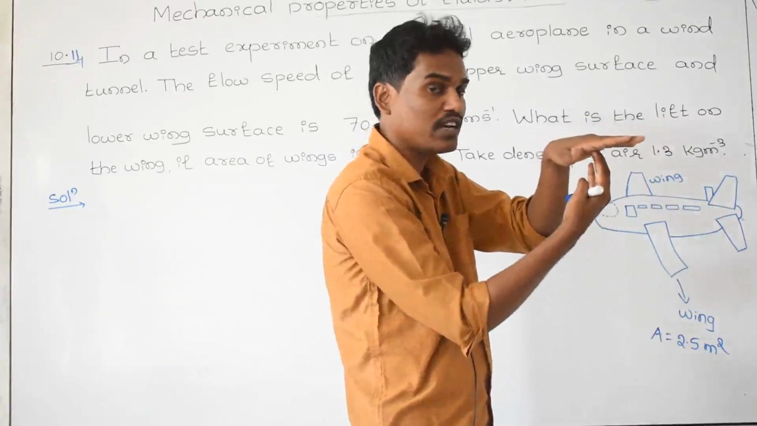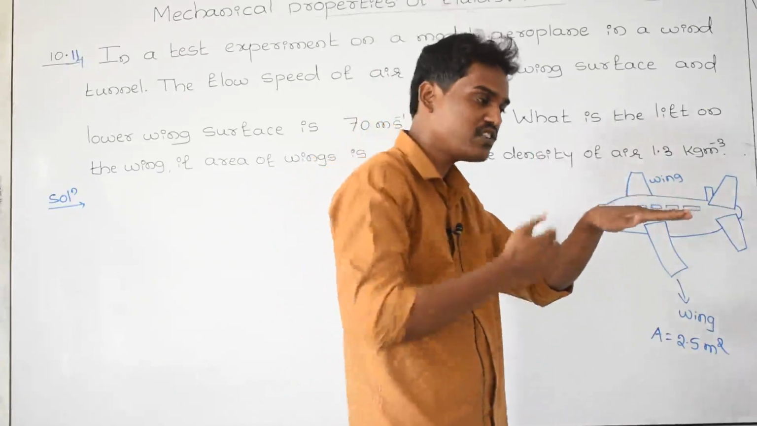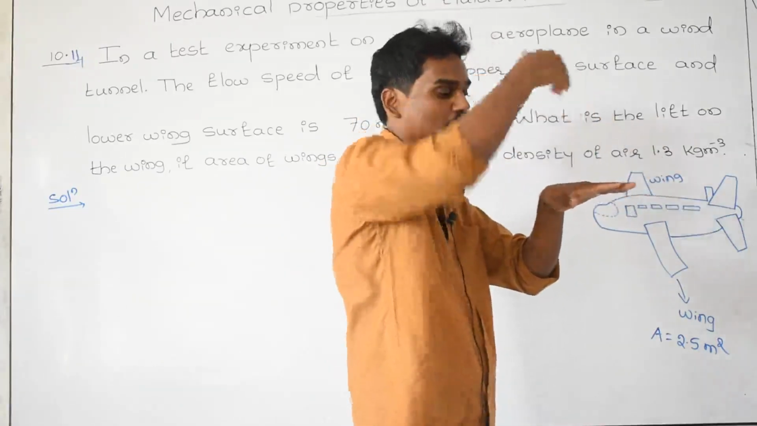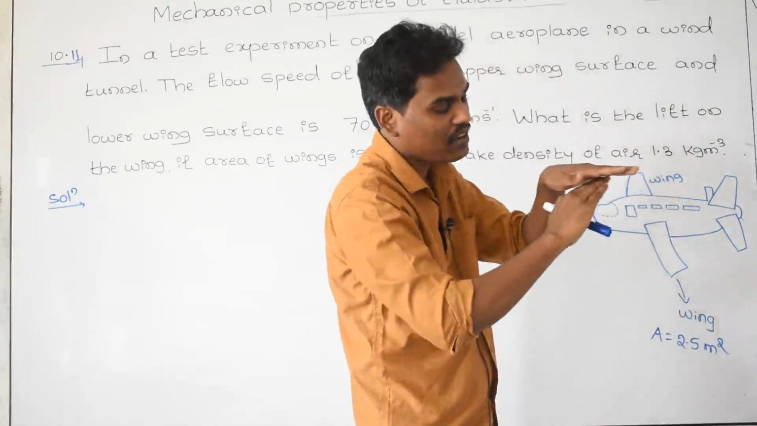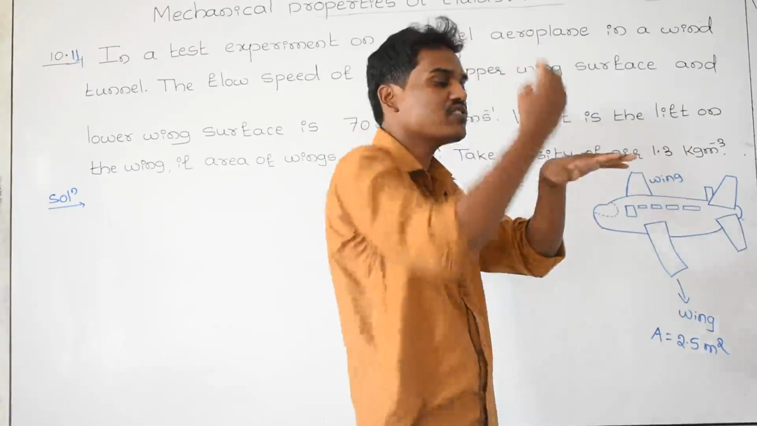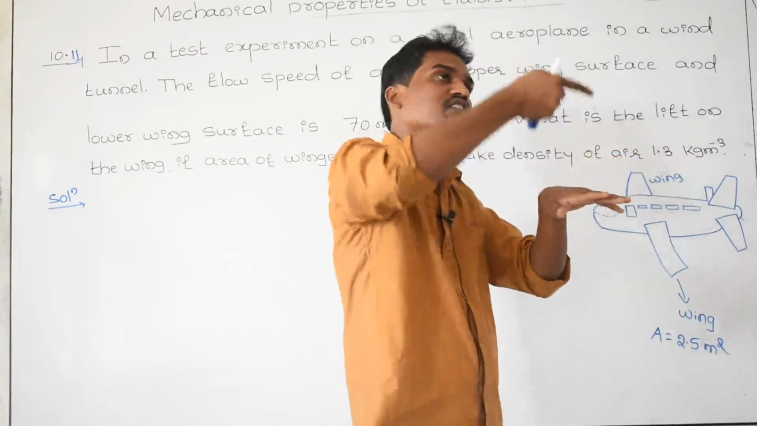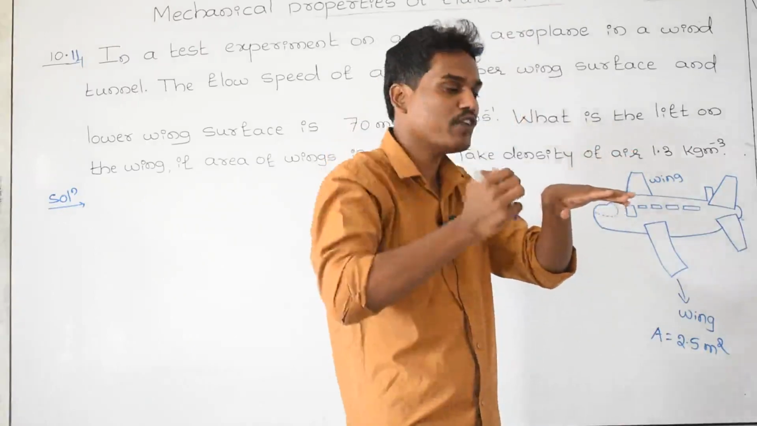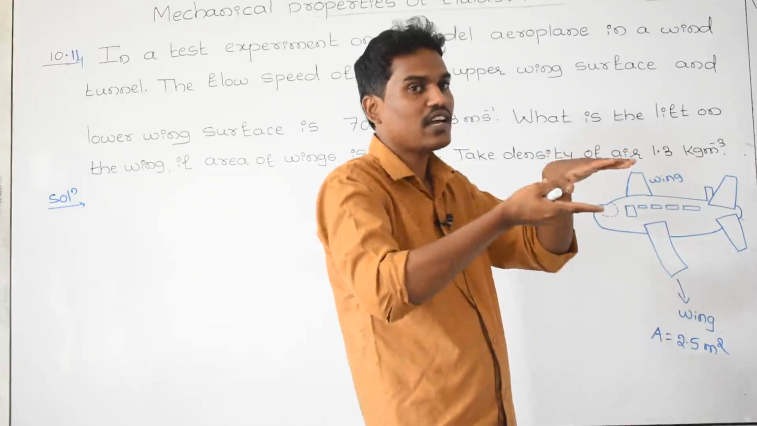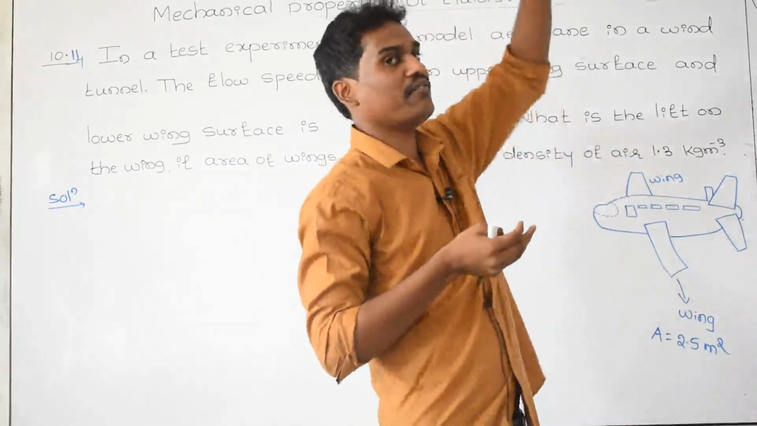I told you the relation between velocity and pressure. On the wing surface, the more the speed of air, the lesser the pressure, and where the speed of air is lesser, the pressure is more. Comparing the downward and upward pressures, the net pressure on the wing is always in the upward direction, because of less pressure and more pressure. That's why the aeroplane is lifting.